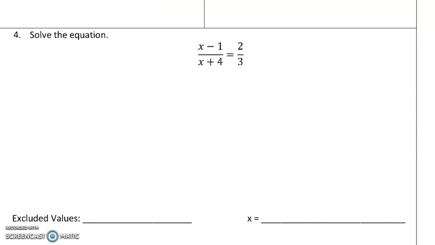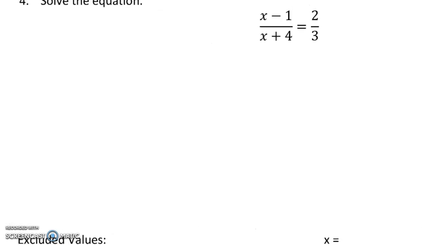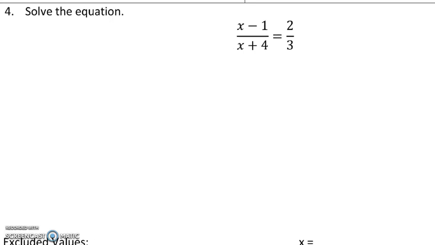Okay. I saw a lot of you doing really, really good on this, but I have one mistake that I've got to fix for you guys. So, excluded values. That comes off of our big rule. What's our big rule? The bottom of a fraction can't equal 0. So I've got to take that x plus 4 and make it not equal to 0.